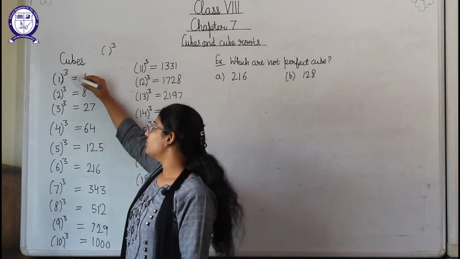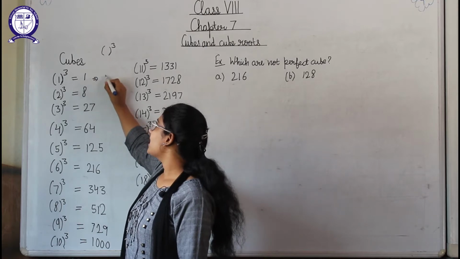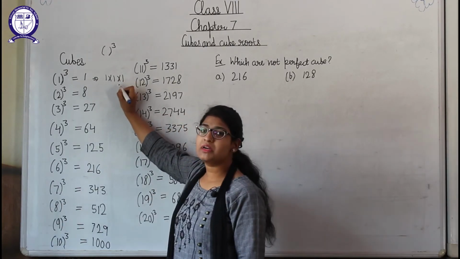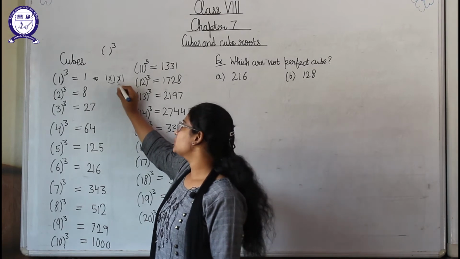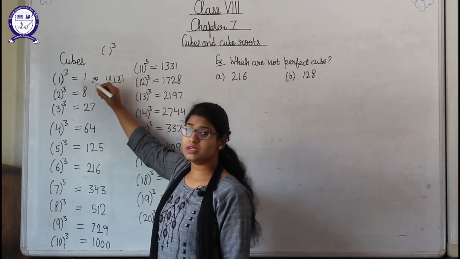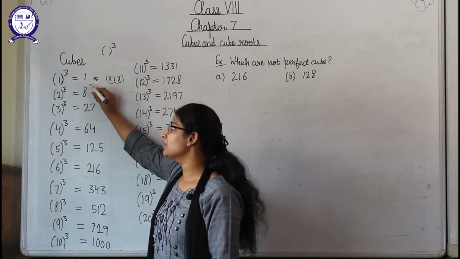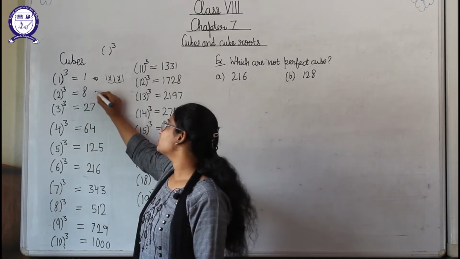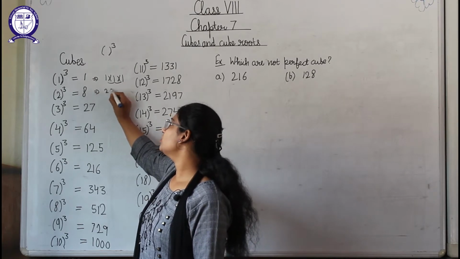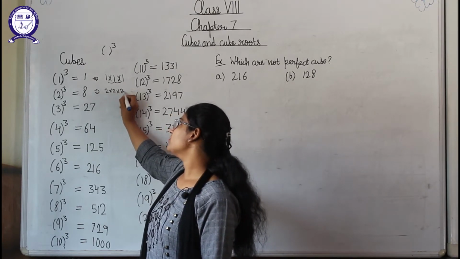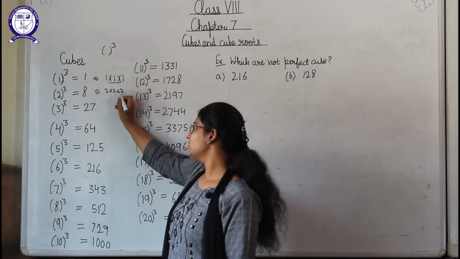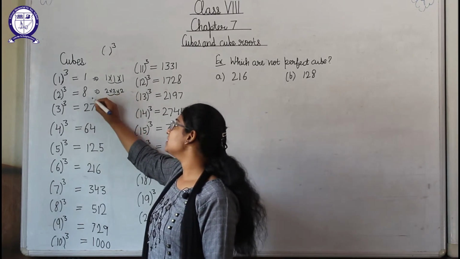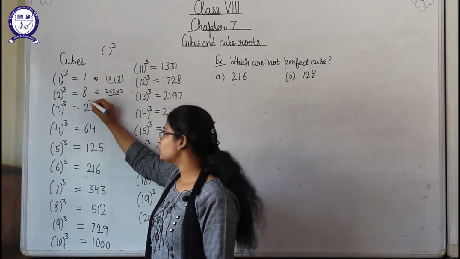Now 1 cube means we will write 1 into 1 into 1, that is 3 times 1 in multiplication. So 1 times 1 is 1 and again 1 times 1 is 1. It means the cube of 1 is 1. Similarly 2 cube means 2 raised to the power 3 is equal to. How we will calculate? 2 into 2 into 2, means we will write 2 three times in the multiplication. So 2 times 2 is 4 and 4 times 2 is 8, means 2 cube is equal to 8.